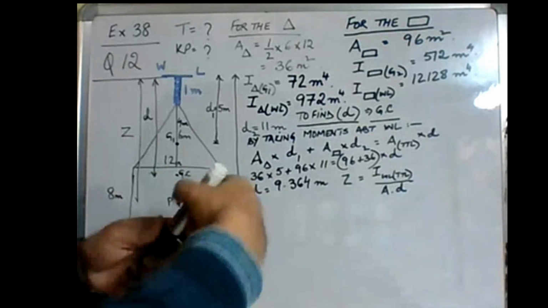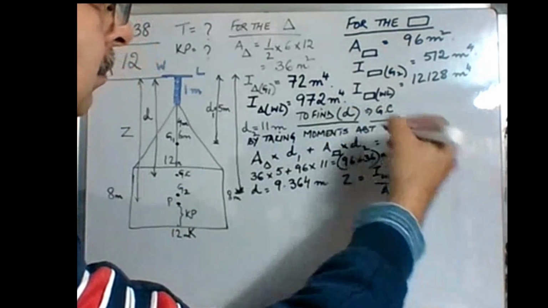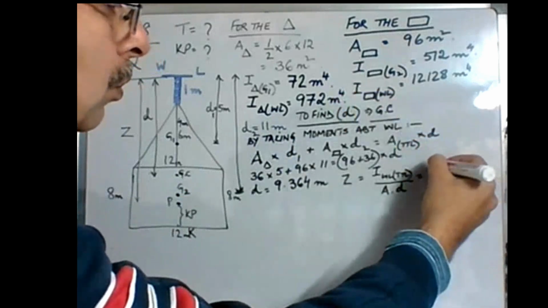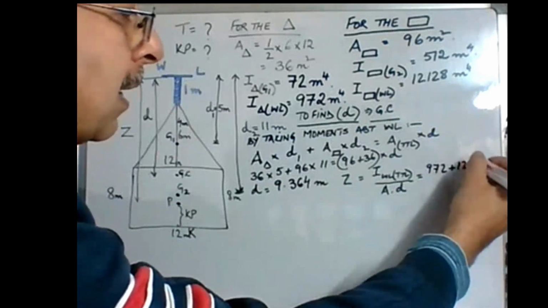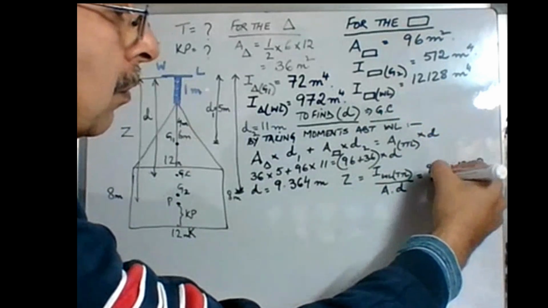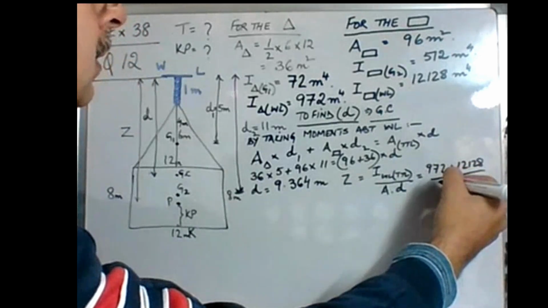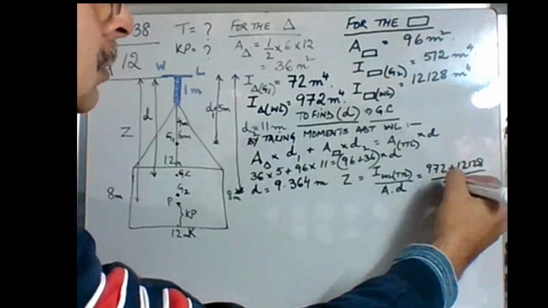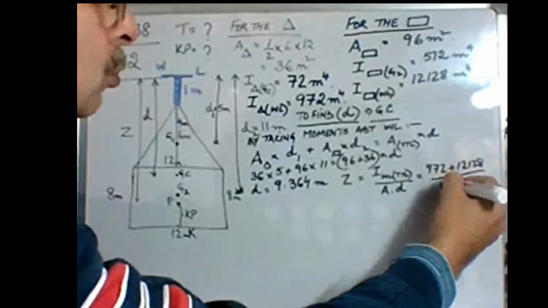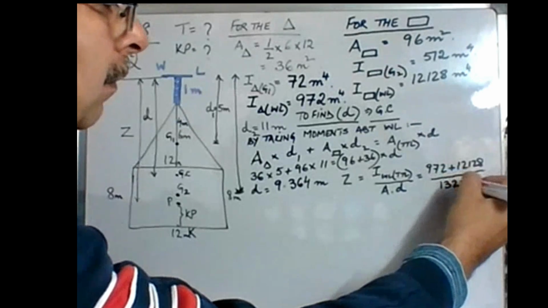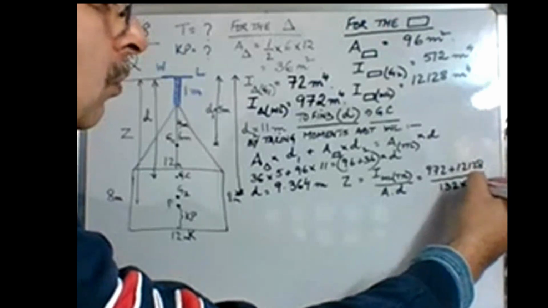Put the values. IWL total will be equal to 972 plus 128 divided by area total. Area total is 96 plus 36. कितना हुआ? 9 and 3, 12, 132. Is that correct? Yes, sir. 2D 9.364.